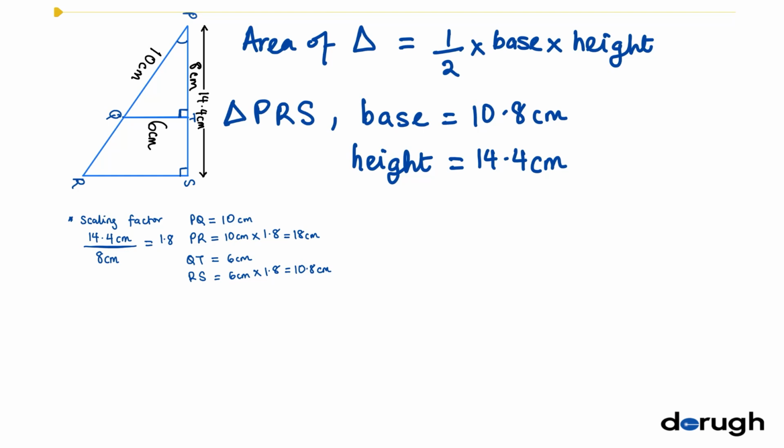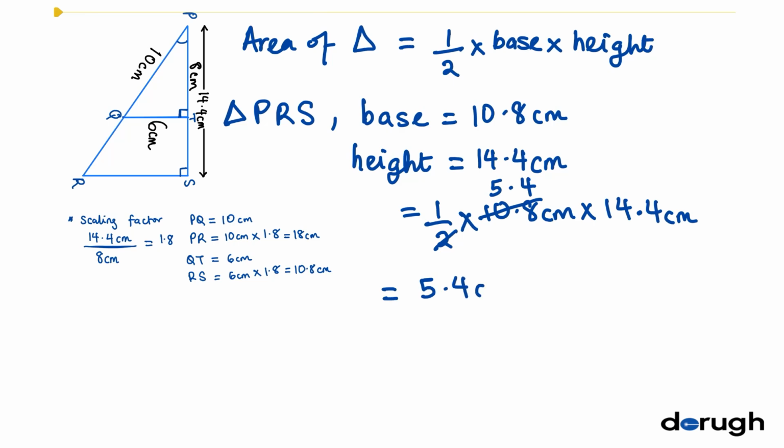So the area of triangle PRS would then be half times 10.8 centimeters times 14.4 centimeters. Two would go into 10.8 and give us 5.4. And then our area for PRS would be 5.4 centimeters times 14.4 centimeters, which is 77.76 centimeters squared.